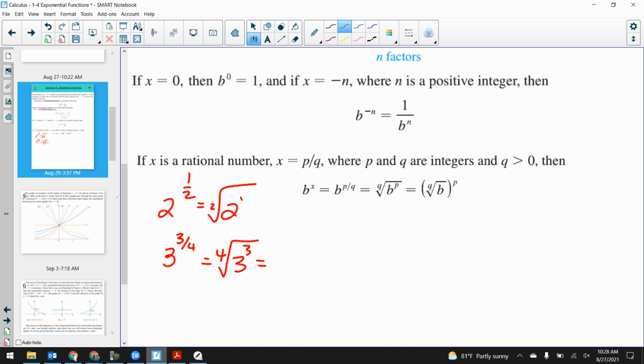That can also be interchanged. That's commutative. We can also take the 4th root of 3, then cube it, if we would like to. You can either do the numerator first or the denominator first. Okay? All right, so let me show you some graphs.